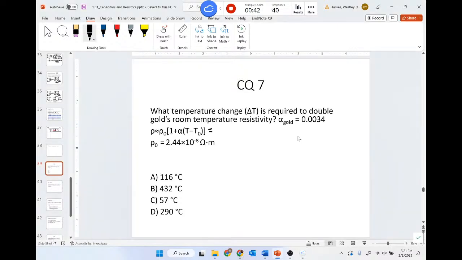You may ask yourself, what exactly should I be using as room temperature? Generally, it's 20 degrees, but I'm going to rewrite this just to make your life a little easier, to show you that you don't even need to know that. T minus T naught, bam, there's delta T. Final minus initial. So great, you don't need to know that because it's asking for what temperature change is required. What do I need to change that temperature to double this?